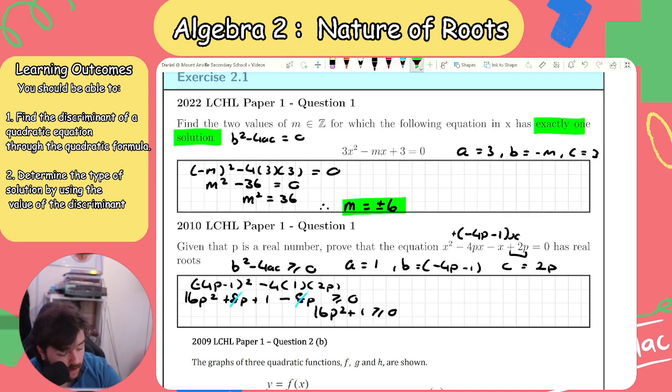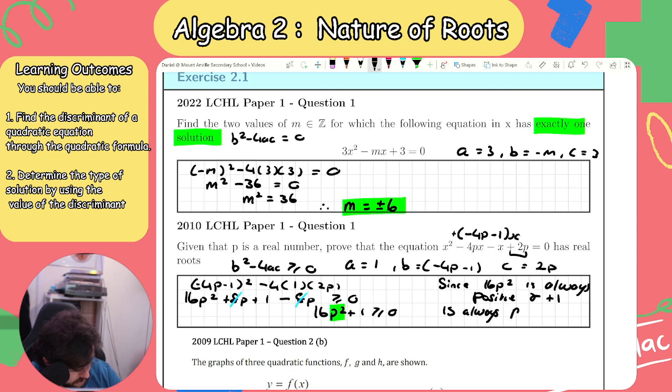That's true, because I have a positive number times a square number. This will always be positive. And I have a plus 1. So this term is always positive, and the 1 is a positive number. So therefore, it will always be greater than 0. So since 16p squared is always positive, and plus 1 is always positive, it has real roots because it's greater than or equal to 0.